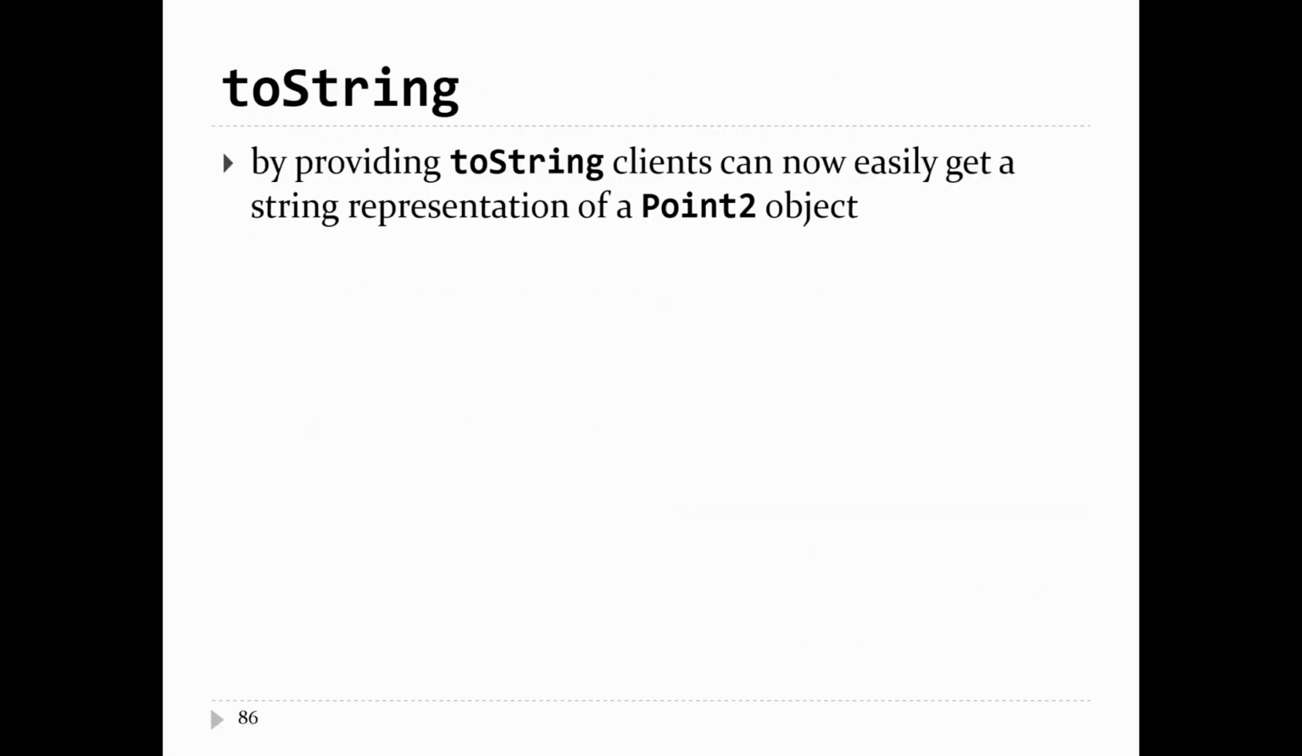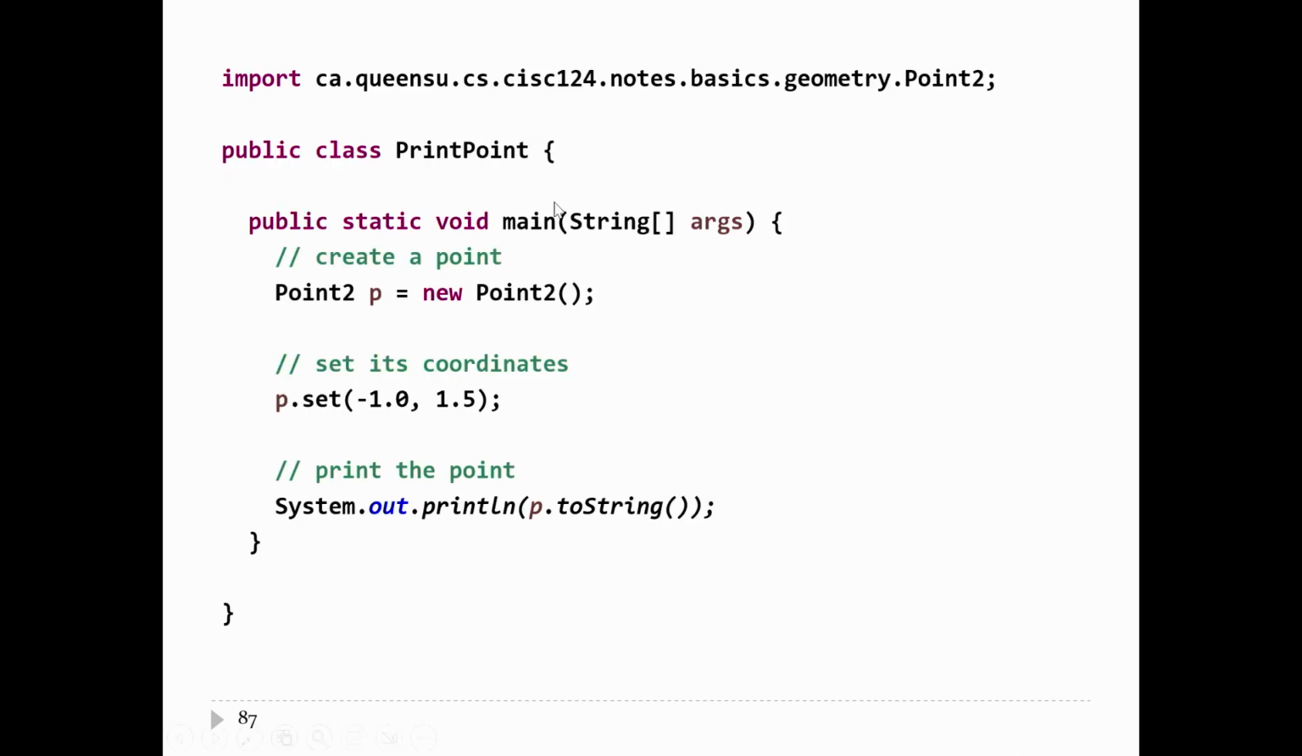Okay, so if you provide a toString method, then anybody using your class can now print points, which is nice. It's handy. So for example, you can write a little class called printPoint, put in a main method, make a point, change its coordinates to -1 and 1.5, and then print the point. So you can write p.toString. That takes your point and gives you back the string representation of the point, which can then be printed.